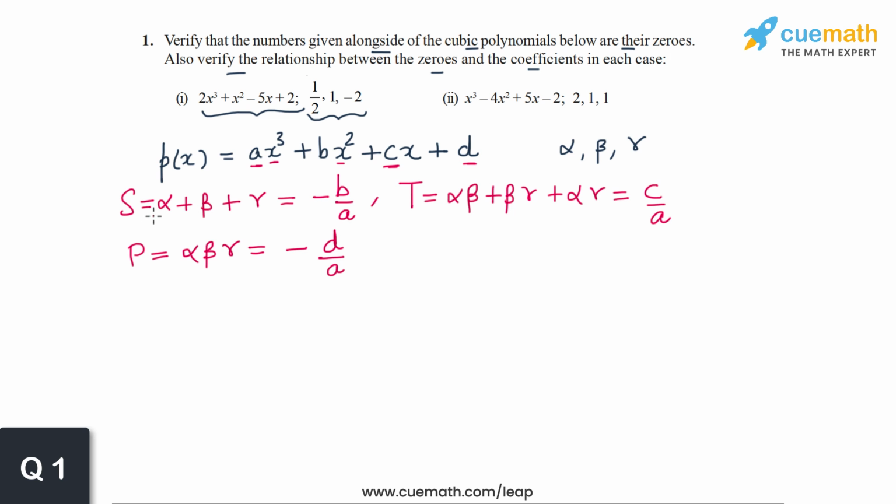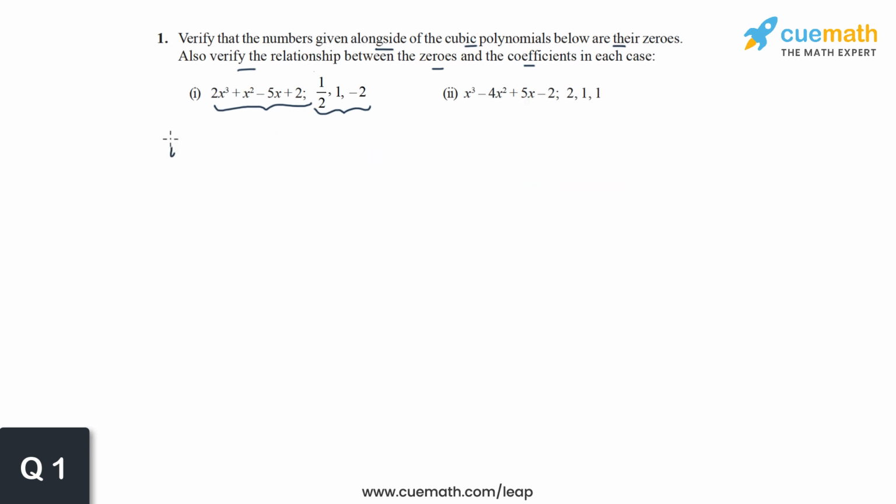Okay, so let's do part 1 first. So in part 1, the polynomial is 2x cube plus x square minus 5x plus 2. And the 3 numbers given to us, which we have to verify as its zeros, are half, 1 and minus 2. So let's verify p(x) for each of these 3 values. Let's find the value of p(x) for each of these values of x.